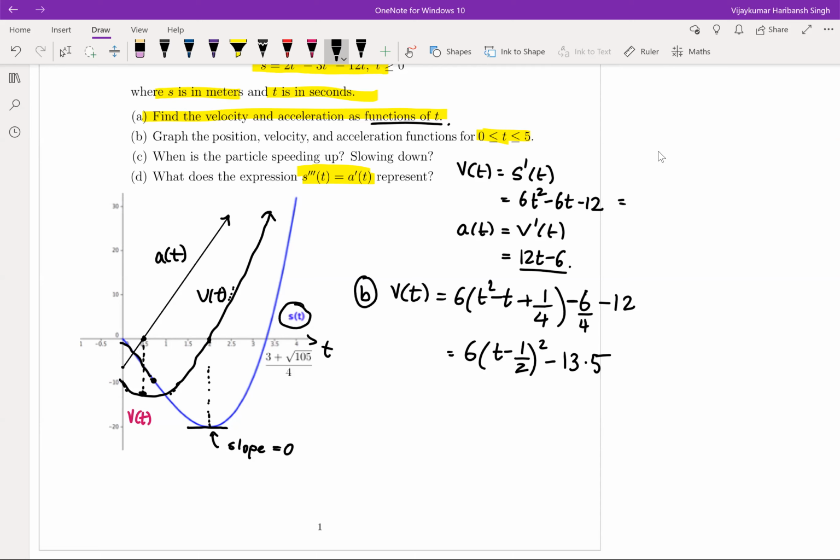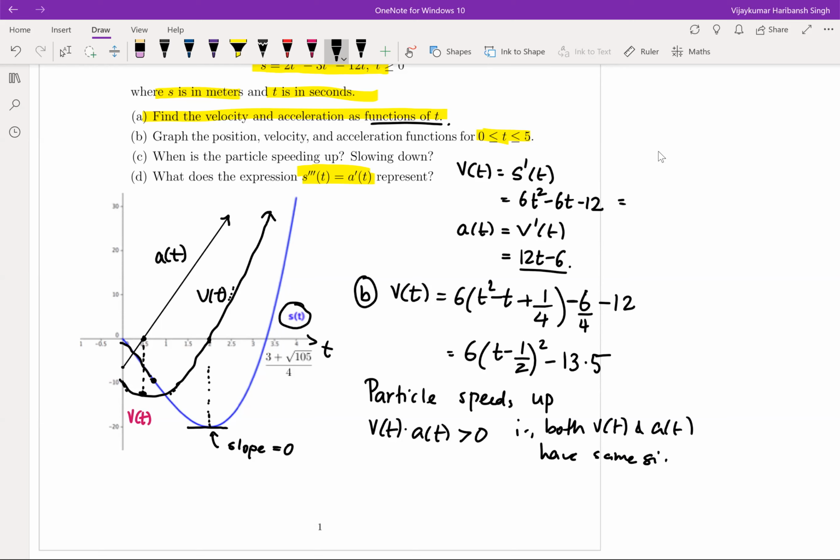So the particle speeds up when v of t times a of t is greater than 0. That means velocity and acceleration both have the same sign. Sorry, both have the same sign, that is, both v of t and a of t are non-zero and have the same sign.